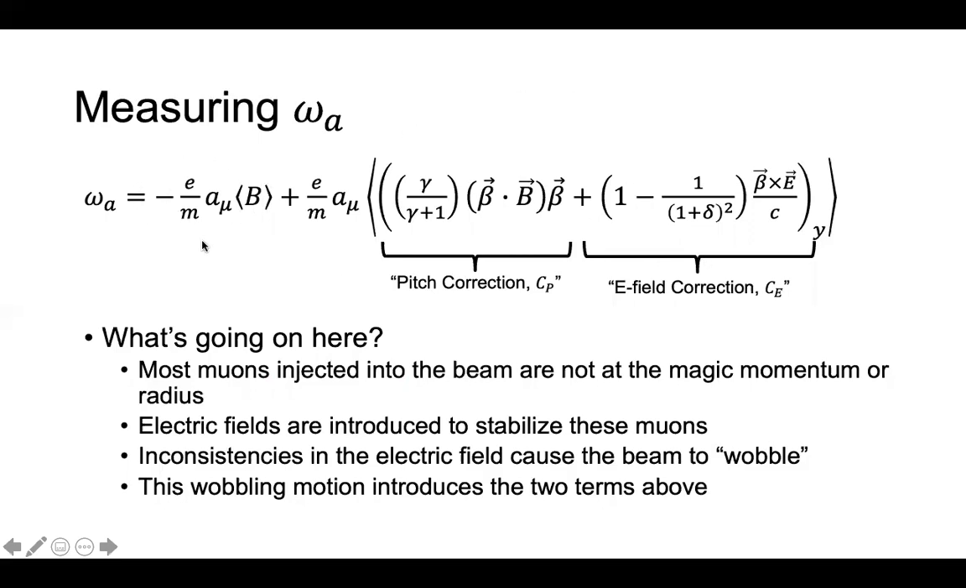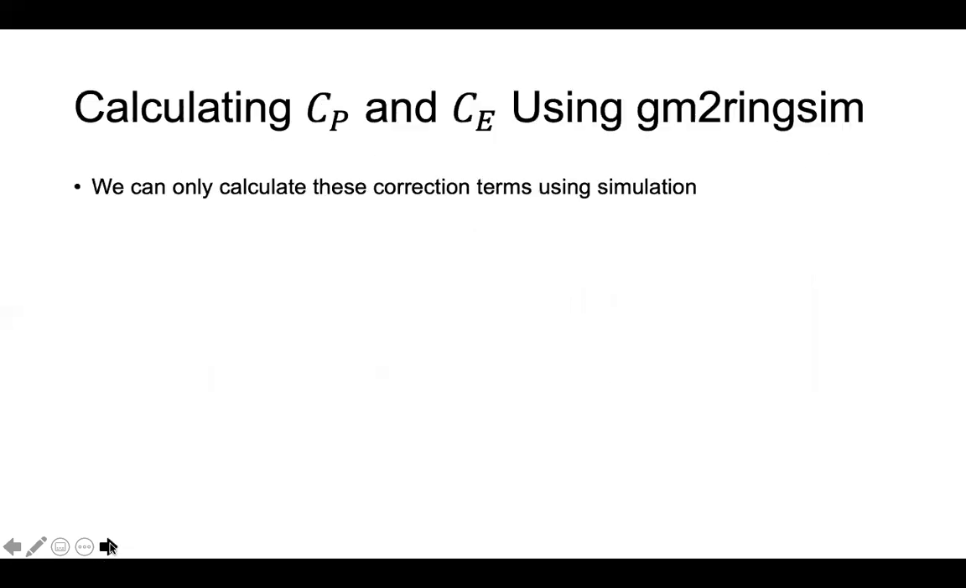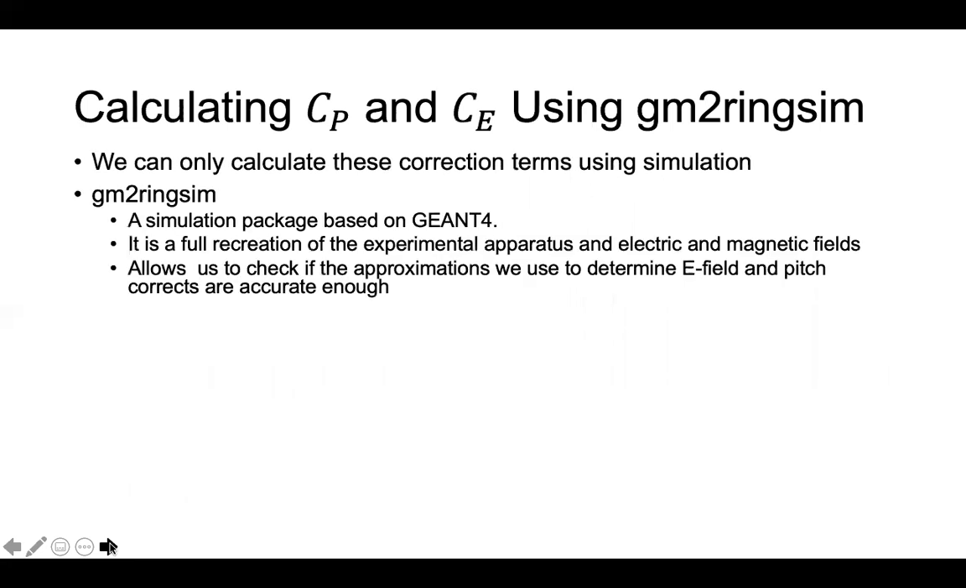And as you can see, here we have the ideal omega A, and then we're saying, hey, we're applying these corrections to that number. We can only calculate these corrections through simulation, and that's in fact what my work has done. The simulation package that I was using was GM2 RingSim. It models the experimental conditions to a T, and uses a very rigorous statistical software framework.